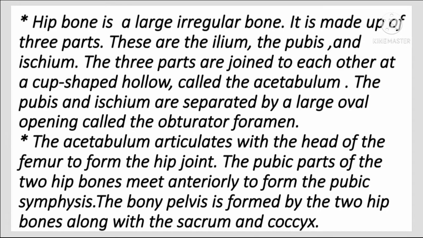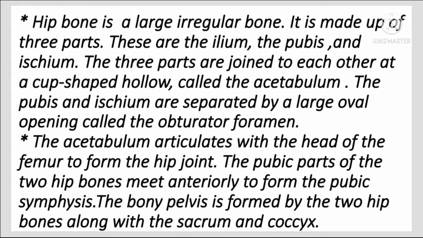Hip bone is a large irregular bone. It is made up of three parts: the ilium, the ischium and the pubis. The three parts are joined together to form a cup-shaped hollow acetabulum. The pubis and the ischium are separated by a large oval opening called the obturator foramen. The acetabulum articulates with the head of the femur to form the hip joint.